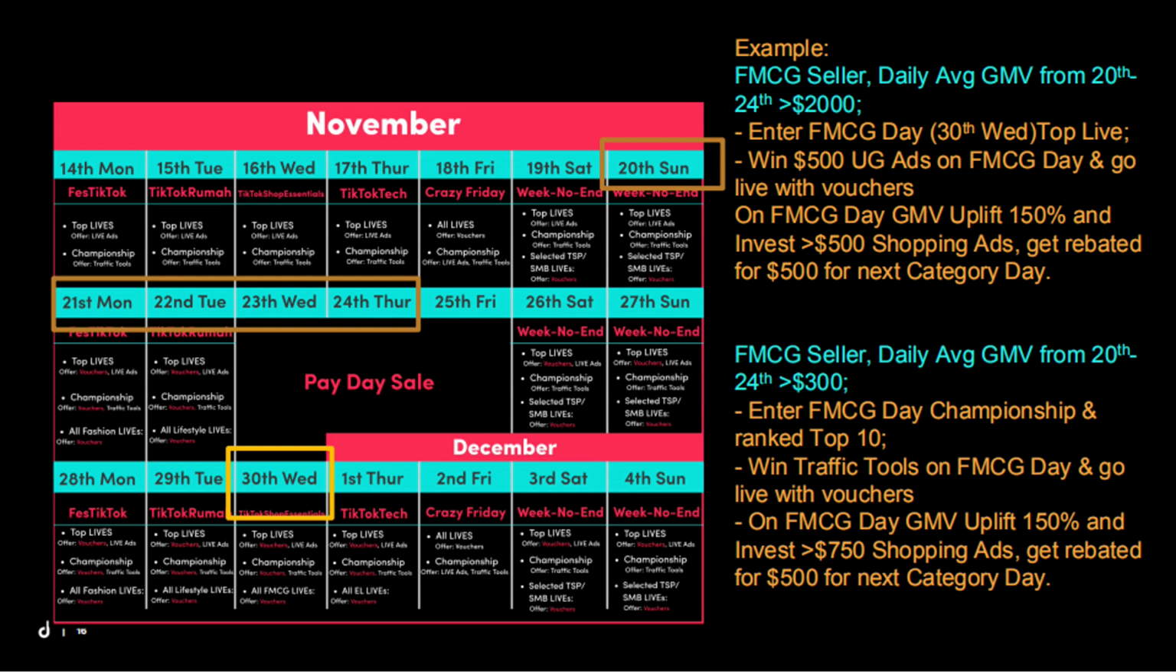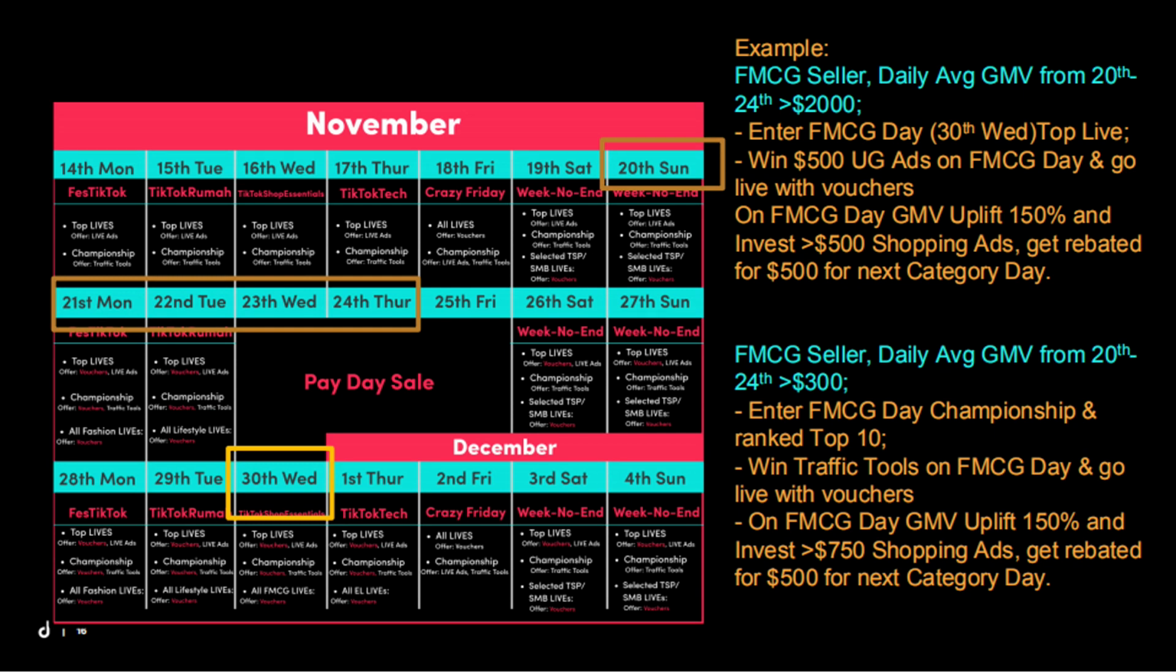And then I invested more than 500 in shopping ads at the same time. Then I will get an additional 500 on shopping ads for my next category day, which is next Wednesday. And if I'm an FMCG seller and my daily average GMV from 20th to 24th is higher than 300, then I'm eligible to enter the FMCG championship, and I can, together with other sellers, do the ranking. And if I rank top 10, then on the 30th FMCG day, I will be rewarded with the traffic tools.